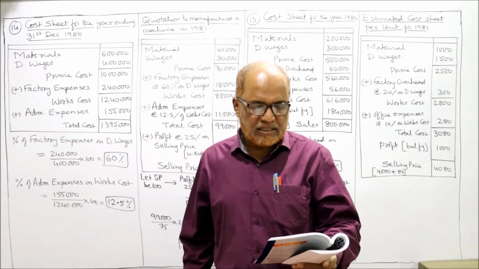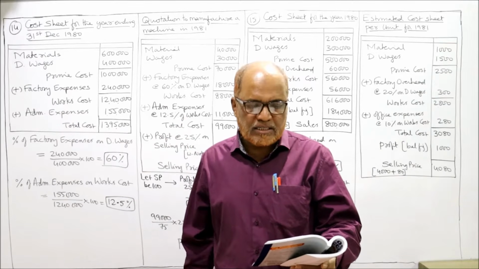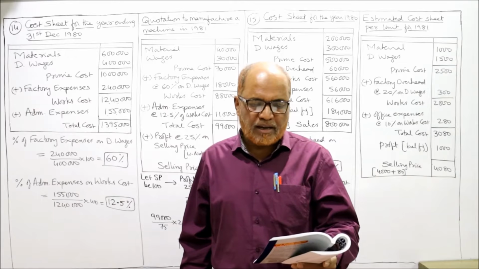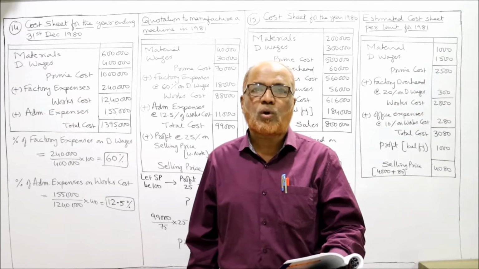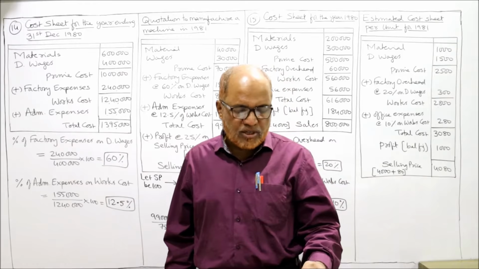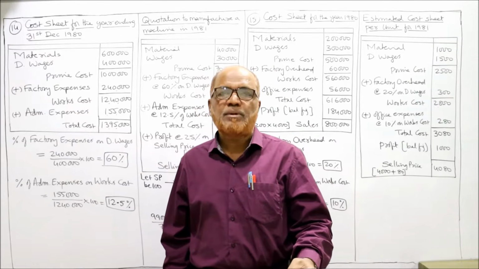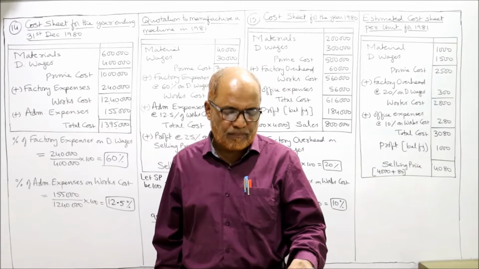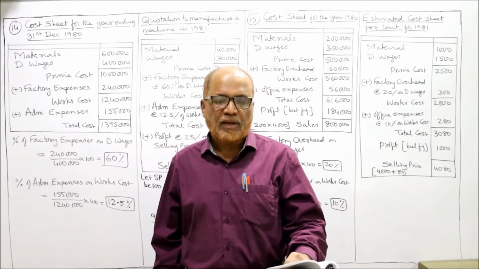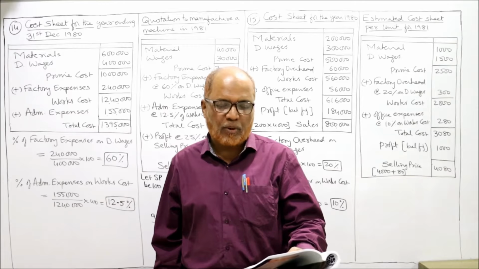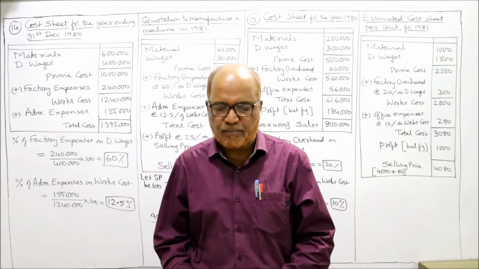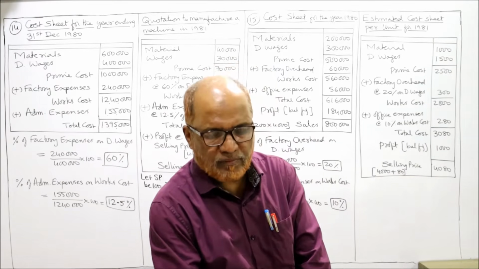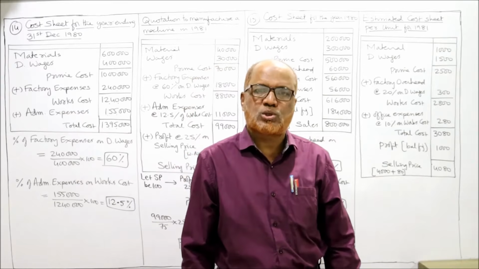In which year? 1980. During the year 1981, the factory received a request from a customer for quotation for the manufacture and supply of a machine for which the estimated cost of material was 40,000 and 30,000 in wages. What should be the quotation if the factory desires to make a profit of 25% on selling price? This type of problem already we have done in the previous session also.